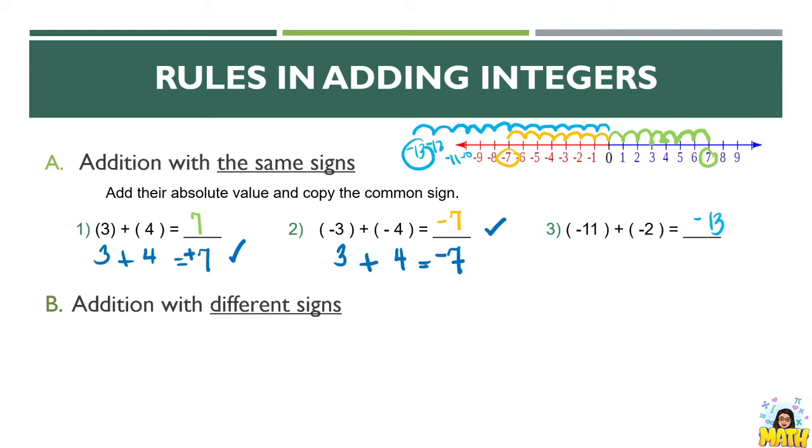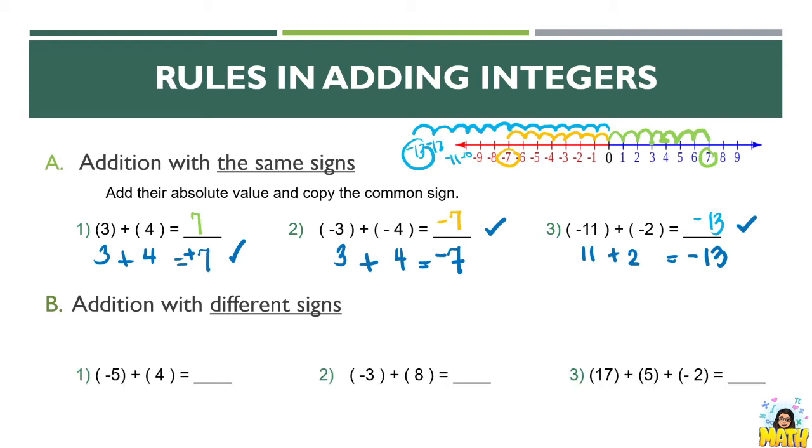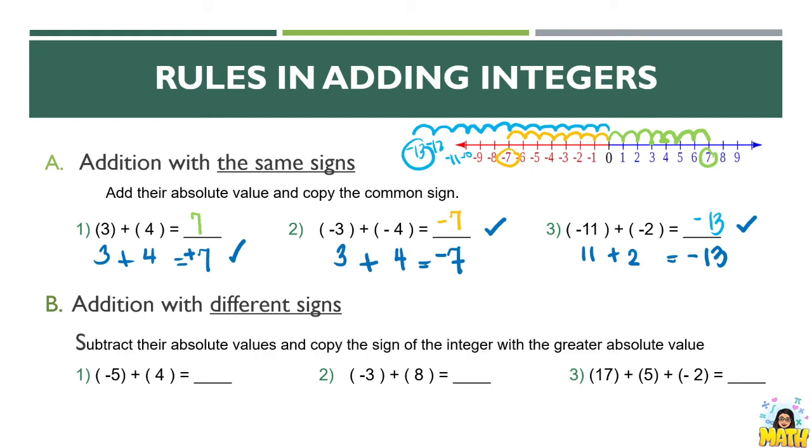And number 3, absolute value, 11. This one, 2. So we have 13. Copy the common sign. They are both negative. So this one is negative 13. And then we have a different rule kapag different signs naman. For example, here, they can be positive plus negative or negative plus positive. The rule here is to subtract their absolute values and copy the sign of the integer with the greater absolute value.